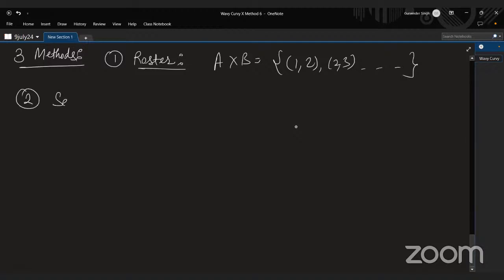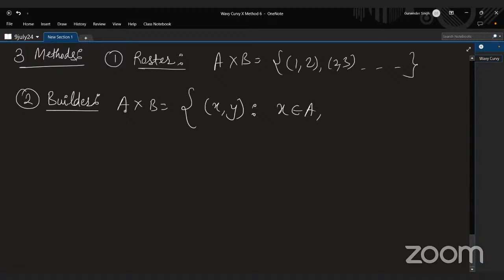Second, we have set builder, or let us say builder form. Set builder was in sets. Okay, so builder will be in what form? Again the same form we used for sets. x comma y such that x belongs to A, y belongs to B. Okay, builder form, right? We used to do it in sets.